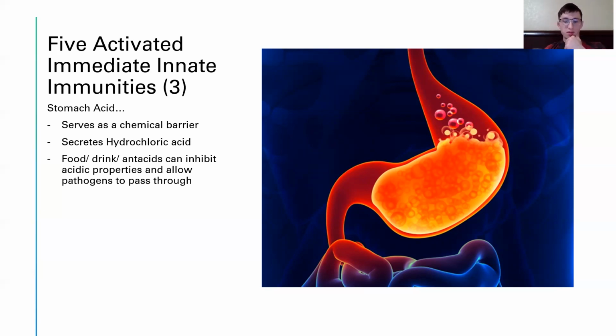But the problem with EBD, so the problem with Ebola virus disease, is that although it can't survive in this type of environment, usually things like antacids or certain foods or just water inhibit the stomach acid's ability to provide that chemical barrier, and it can bypass its immunological properties.